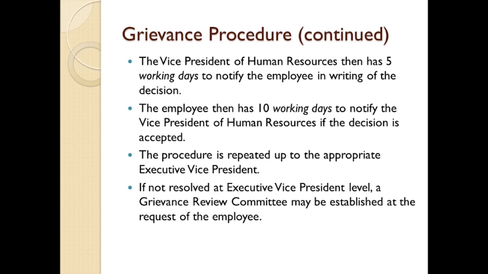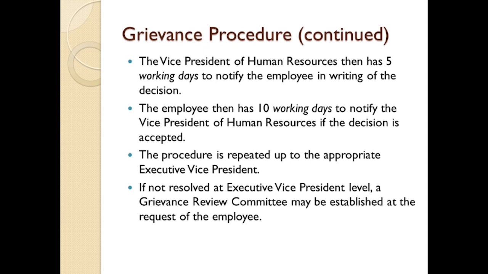If all levels of review have been exhausted and there is not a decision acceptable to the employee, at this point, the employee may request that a grievance review committee be established. The request must be made on a Request for Grievance Review Committee form and submitted to the Vice President of Human Resources within 10 working days of receipt of the last decision.